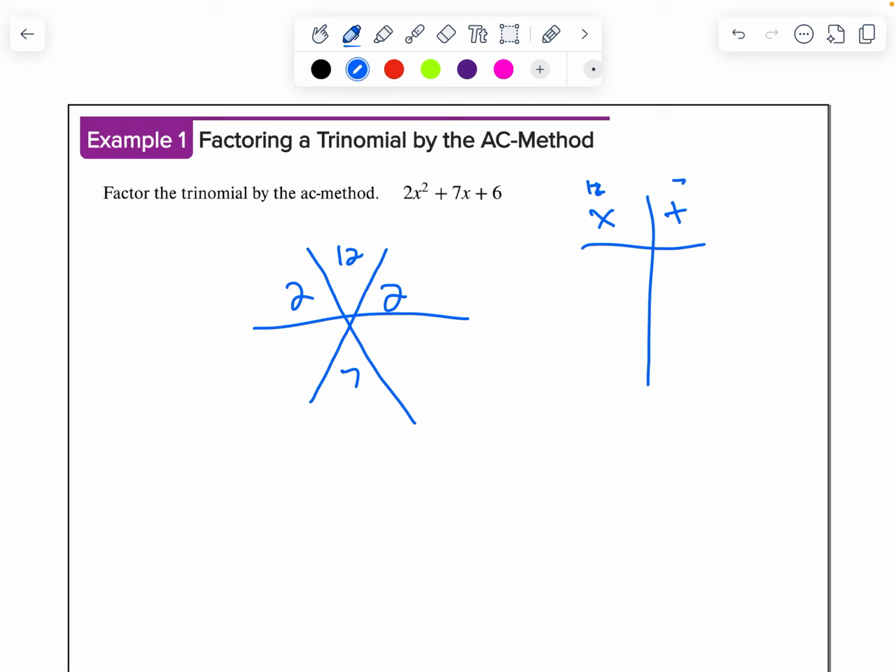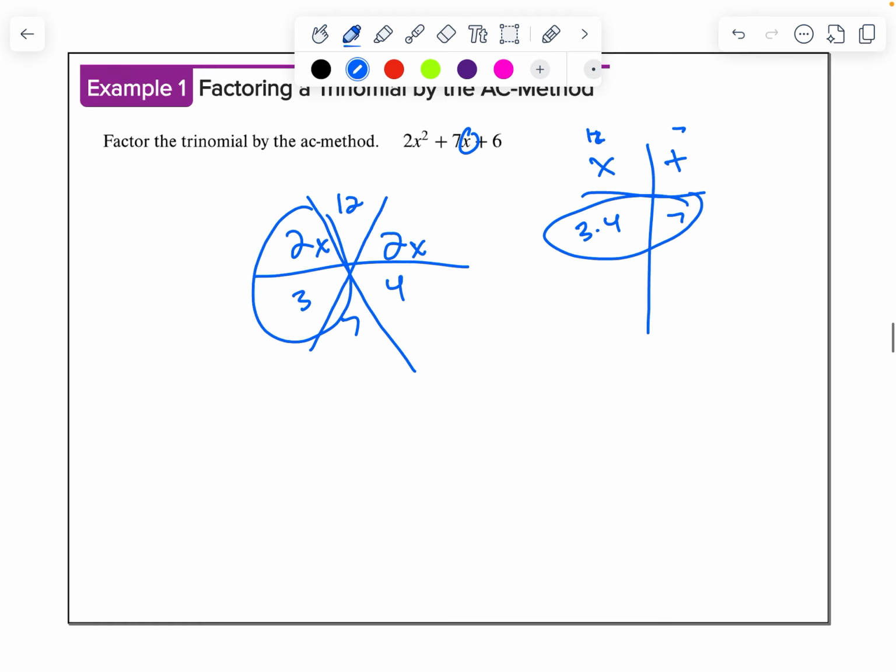I think I can find an easy combination. 3 times 4 is 12, and 3 plus 4 is 7. The more of these you do, the better you will get at finding those two numbers. All right, middle variable goes with the top. That's x and x. Can you simplify 2 over 3? You cannot simplify that one, so our factor there is 2x plus 3.